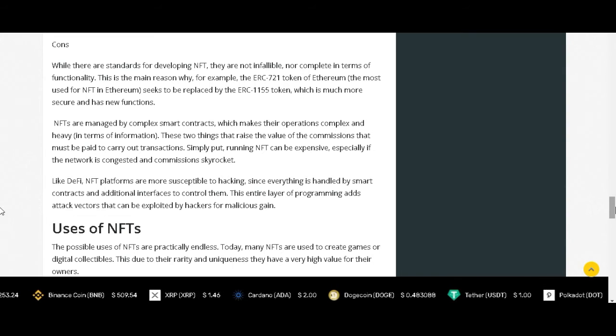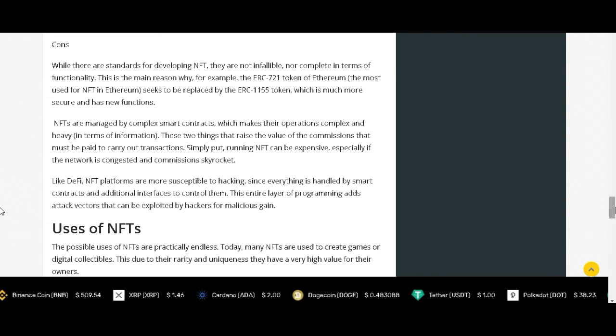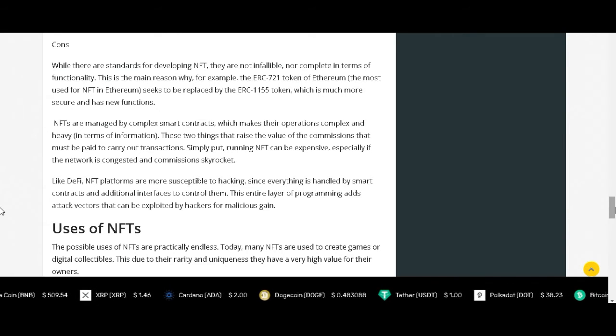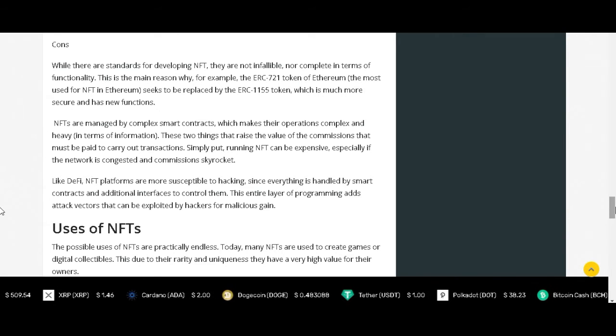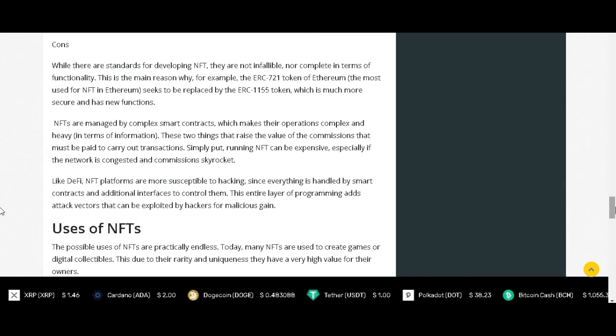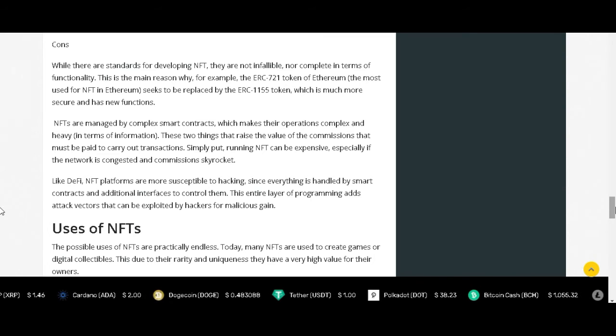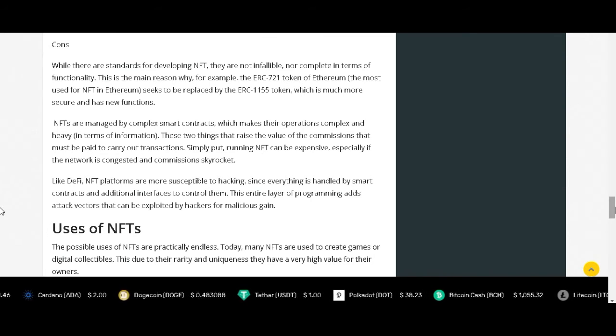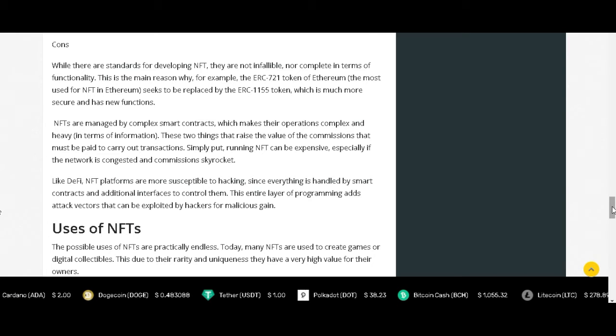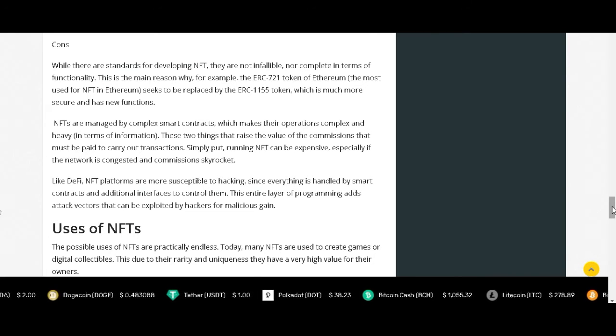Like DeFi, NFT platforms are more susceptible to hacking, since everything is handled by smart contracts and additional interfaces to control them. This entire layer of programming adds attack vectors that can be exploited by hackers for malicious gain.